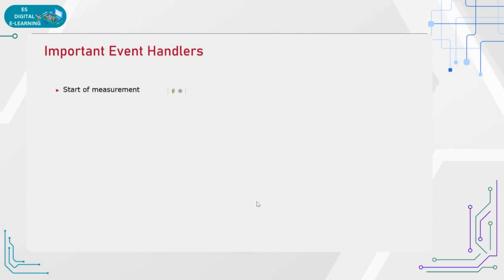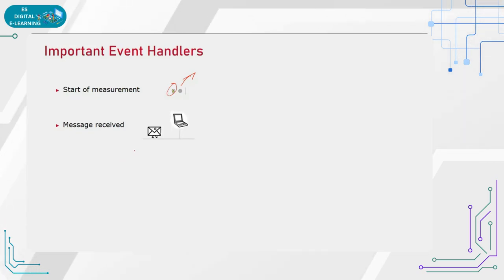Now the important point: the event handlers. Whenever we press the start and stop button, that we call start of measurement. Start of measurement means we are starting the measurement and stopping it whenever we need to continue or drop out. Moreover, message received: whenever we are sending messages on the network, whether the messages are received or not should be verified. For doing that, message received will do.